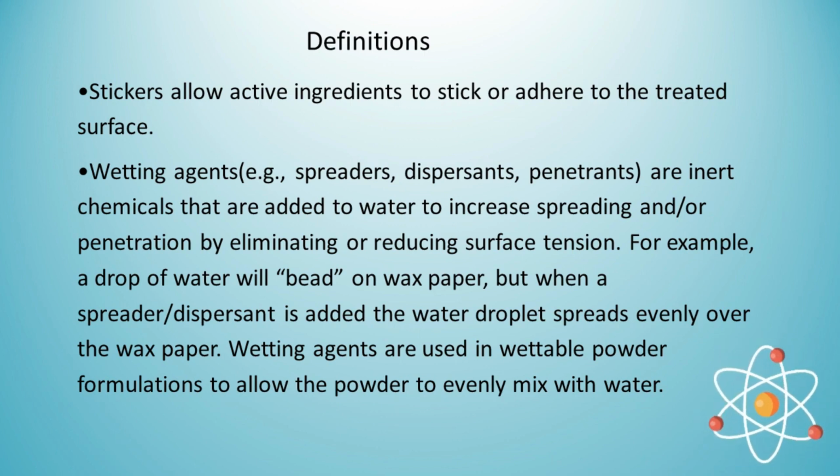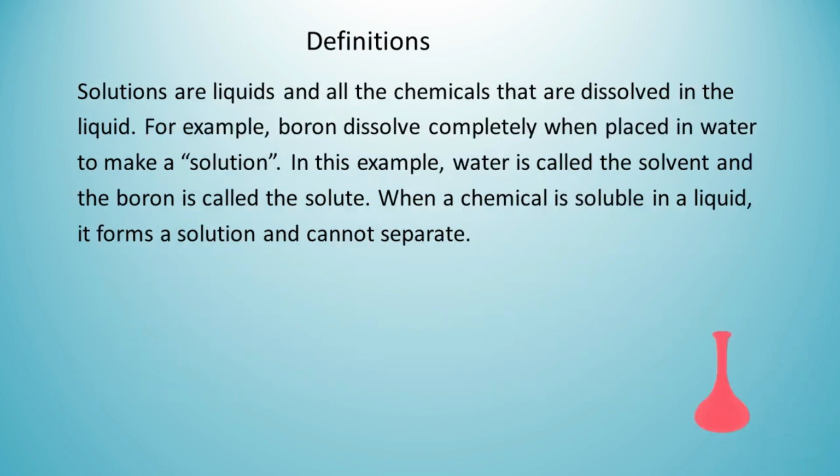Wetting agents, e.g., spreaders, dispersants, penetrants, are inert chemicals that are added to water to increase spreading and/or penetration by eliminating or reducing surface tension. For example, a drop of water will bead on wax paper, but when a spreader/dispersant is added, the water droplet spreads evenly over the wax paper. Wetting agents are used in wettable powder formulations to allow the powder to evenly mix with water.